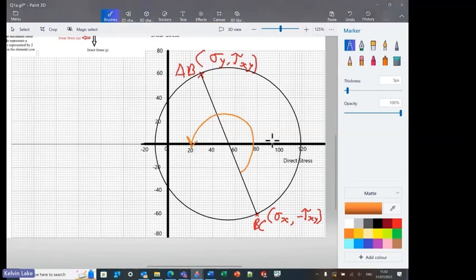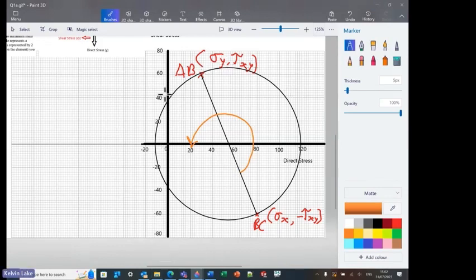So notice the maximum principal stress and the minimum principal stress on our circle are always going to be 180 degrees apart from each other because they're on opposite sides of the circle, just like in reality on our element, they're always 90 degrees apart from each other. So that's how we would extract that information.